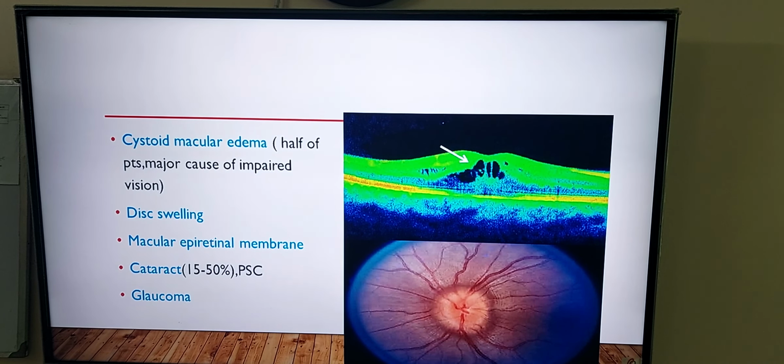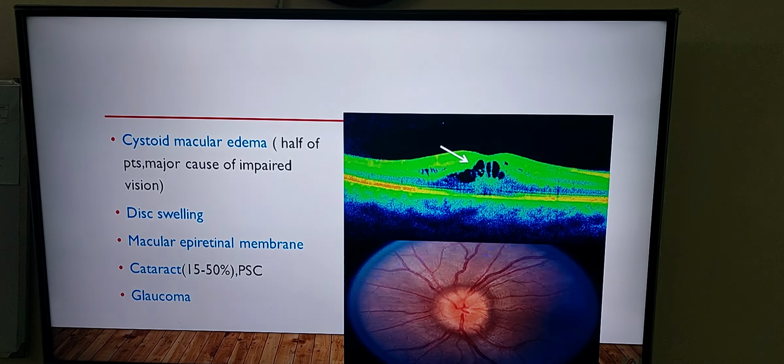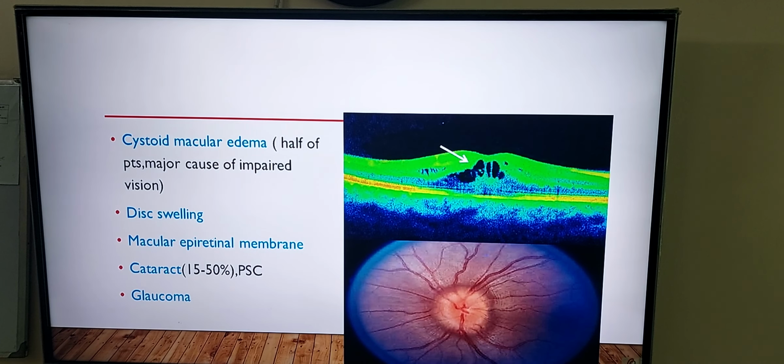Cystoid macular edema. Half of the patients have cystoid macular edema, and it is the most important cause of impaired vision. We can see this on the OCT. Disc swelling, macular epiretinal membrane. Cataract and glaucoma occur for two reasons: because of inflammation, and the second reason is use of steroid for the treatment of the uveitis. Mostly the cataract is posterior subcapsular, which is 50 to 60%.